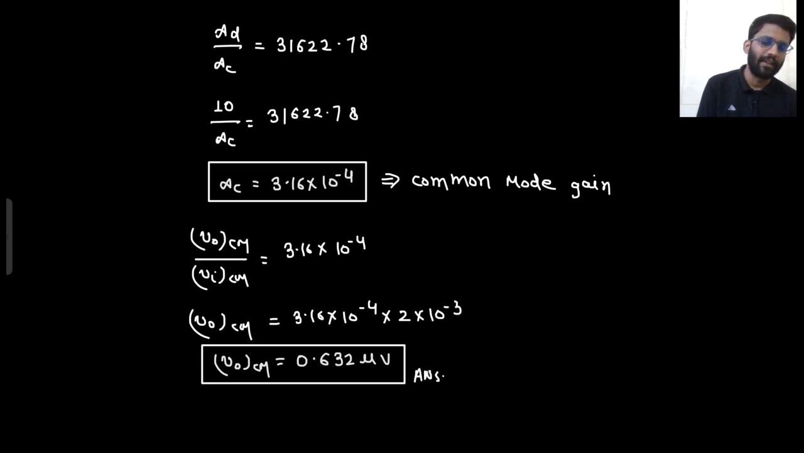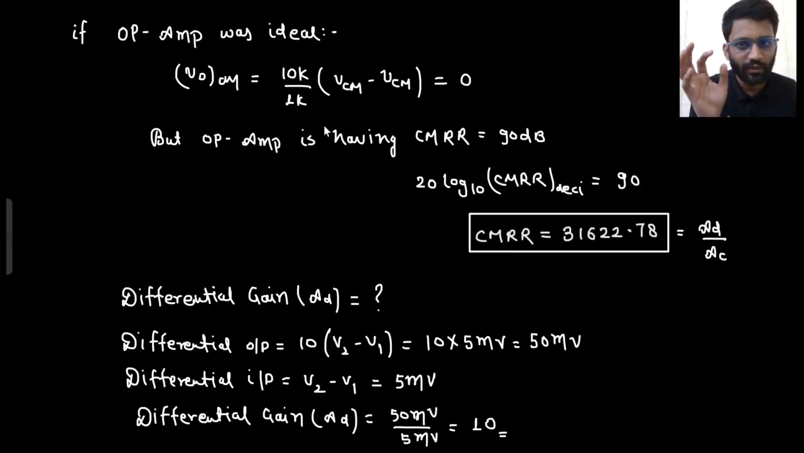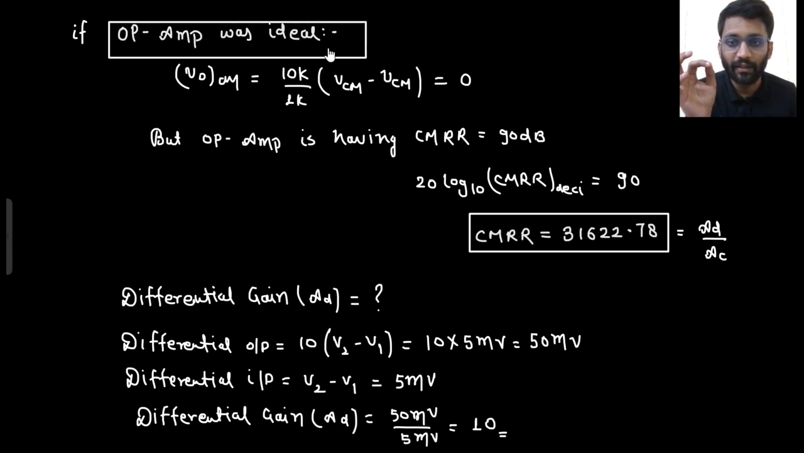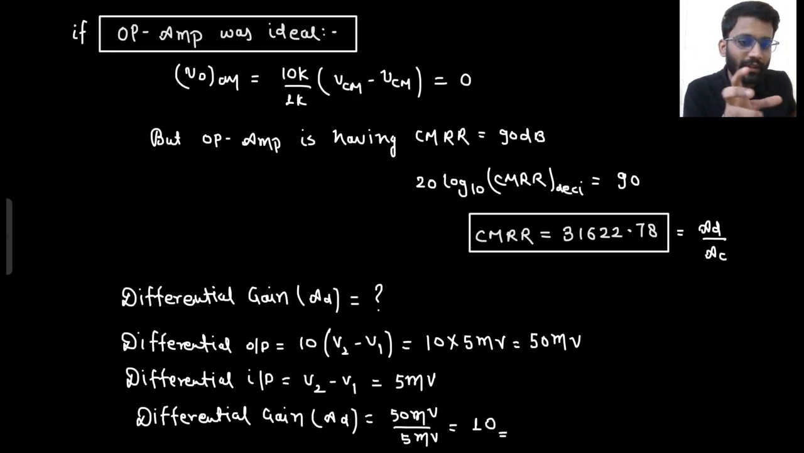Did you understand what we did here? If your OpAmp was ideal, your common mode output would have been 0. But OpAmp was not ideal. OpAmp was having CMRR of 90 dB. What does that show? That certainly there will be some common mode output. If common mode output is 0, then it would have been infinity, but it is some finite value, so certainly there is some common mode output, right?